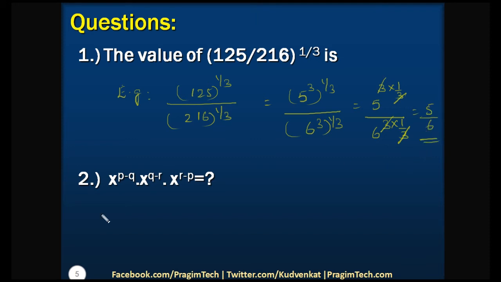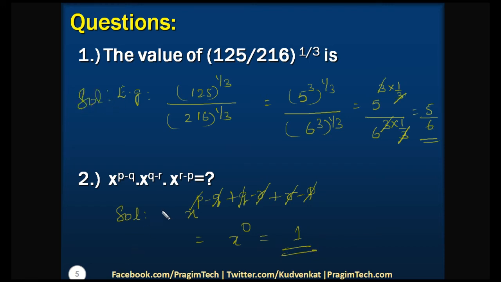Look into the second question. If you observe here, the bases are same. So from the laws of exponent, we can add the powers. So that is x to the power of p minus q plus q minus r plus r minus p. So this will be equal to, if you observe, we can cancel out minus q and plus q, minus r and plus r, minus p and plus p. That means it is x to the power of 0. It's nothing but 1, right? So this is solution 1 and this is solution 2.